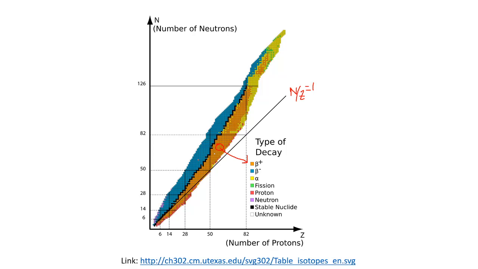The same goes for this group of nuclides, which are unstable because they have too many neutrons, and they decay through beta decay. And this group of nuclides decays through alpha decay, and so on and so forth. So in this graph we can see the different types of decay possible.